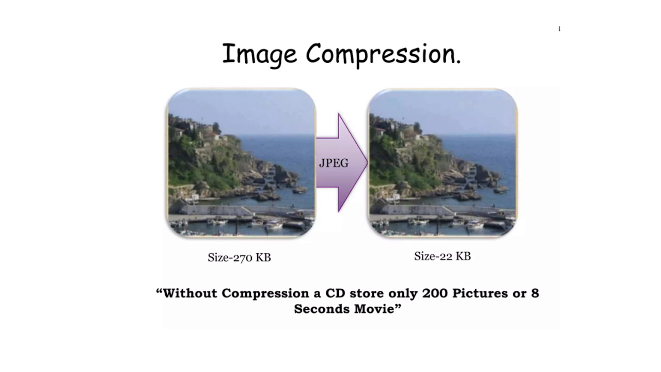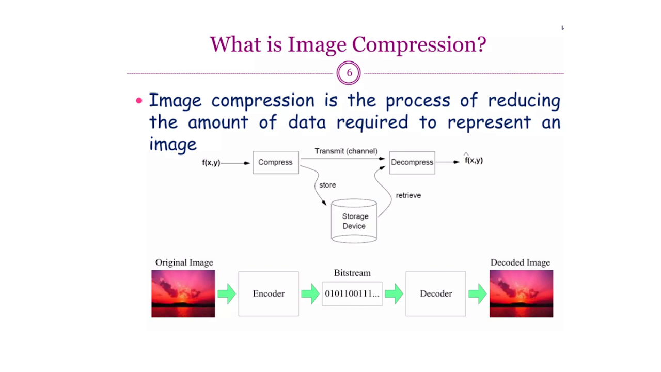If you want to send an image from one device to another device, an important thing is that you need to first compress the image, without losing any of the detailed information. In this figure, a given image of size 270 KB is compressed to an image of size 22 KB without losing any of its fundamental details. So image compression is the process of reducing the amount of data required to represent an image.